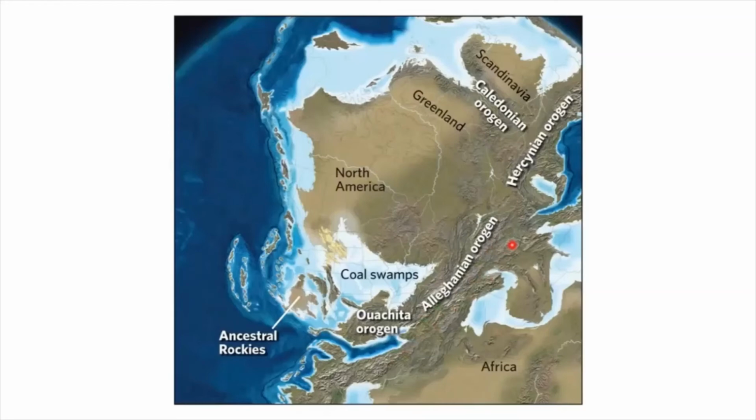And we also had coal swamps that bordered epicontinental seas. And we also see the formation of the ancestral Rockies starting to rise in the western part of the continent.